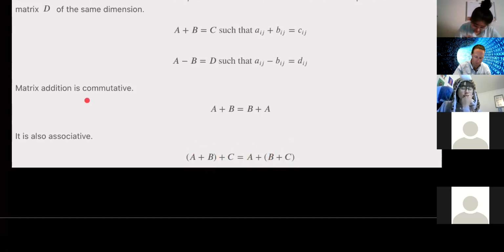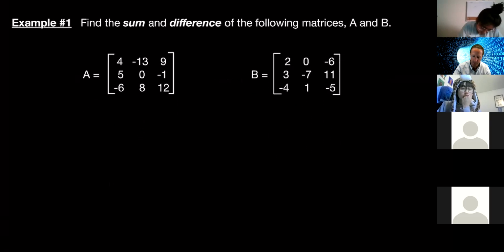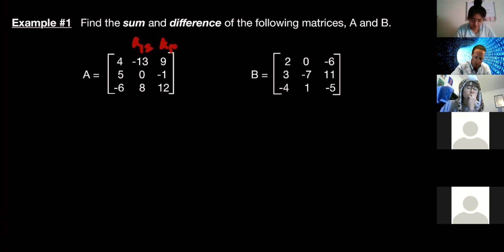We won't deal with this much, but if you guys get into higher levels of math, here's what they look like. This matrix A, I have row 1, column 1. So this would be A11. This would be A12. This would be A13. Row and then column. Okay?